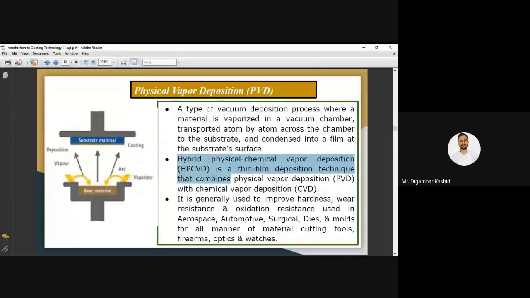Normally or generally, what purpose is it used for? To improve the hardness, the wear resistance and the oxidation resistance. It is used in many industries like the aerospace industry, automotive industry, surgical industries, then dies and molds, cutting tools for all manner of material, then firearms, optics, and watches. So for all these purposes we can use physical vapor deposition.